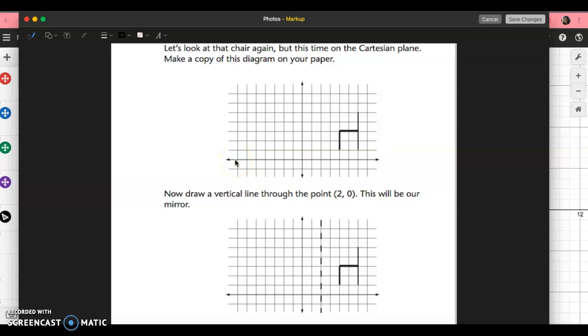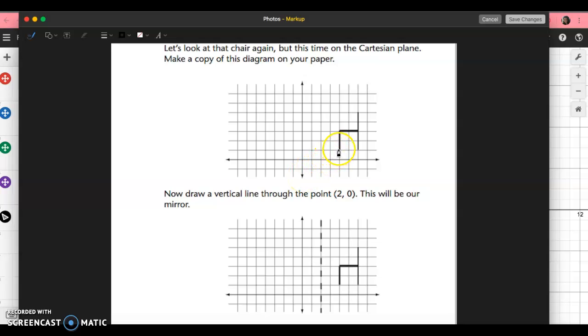Okay, hey everybody. Today we're going to go over reflections together just to help clarify some confusion that some of you may have. So, what I have up over here is a little chair on a Cartesian grid. Okay, what we want to do is reflect this chair over here along the y-axis.